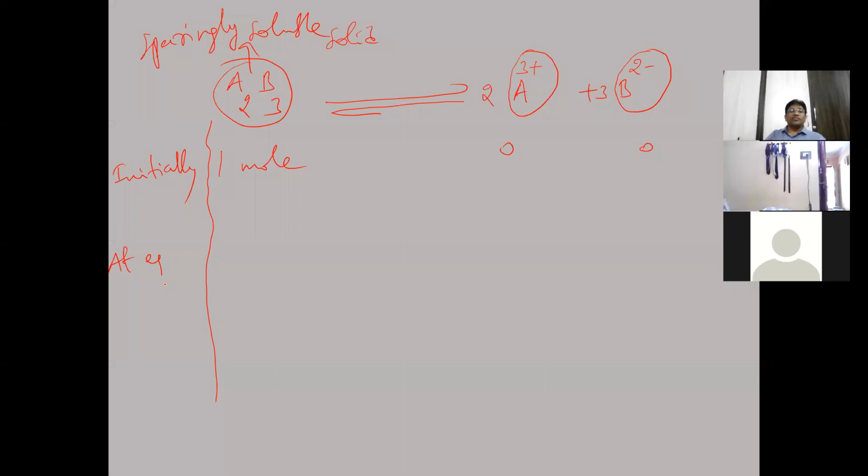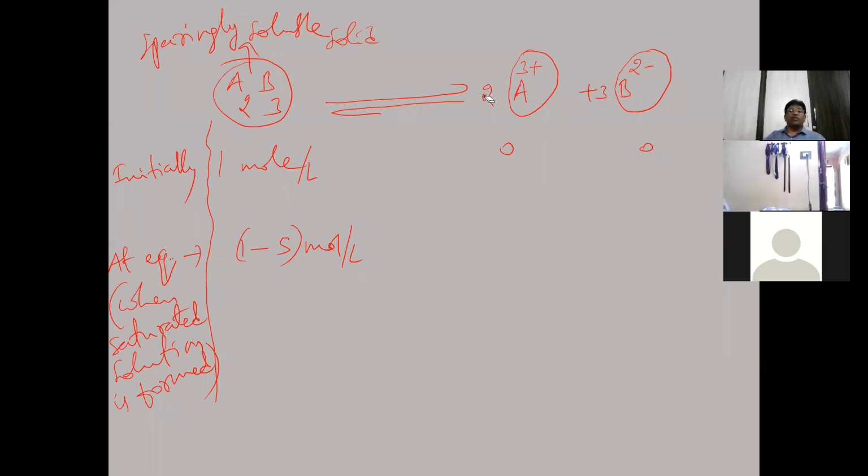And at equilibrium means what now? When a saturated solution is formed, that is when equilibrium is reached. At equilibrium, 1 minus S will be left over. So here we take 1 mole per liter initially, and 0, 0. Here 1 minus S moles per liter will be left over. That means S moles per liter dissolved from 1 mole.